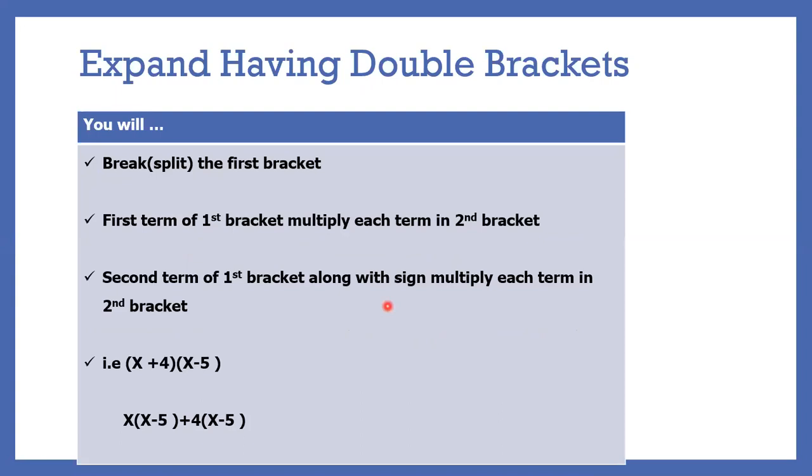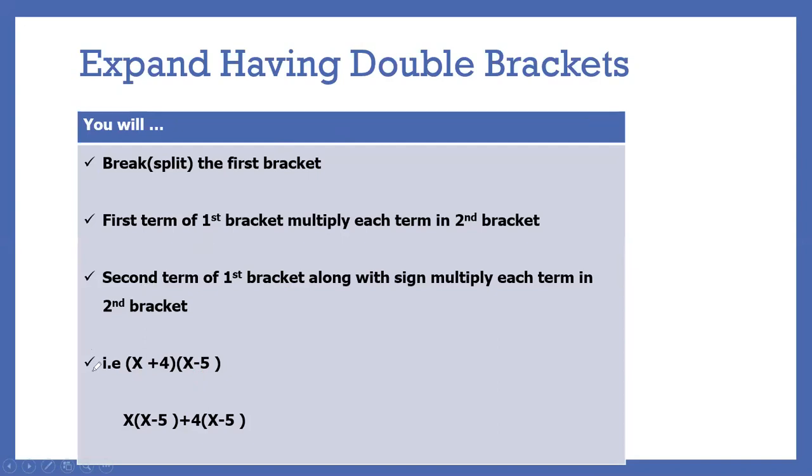Next, we have to continue with this. Suppose you want to expand and you have double brackets. Clear? So what shall you do? You will split the first bracket. Clear? Then the first term of the first bracket multiplies each term in the second bracket. The second term of the first bracket, along with its sign, multiplies each term in the second bracket. How do we do all this? Okay, I will write an example. In the first bracket you have x plus 4 and in the second bracket you have x minus 5. Clear?